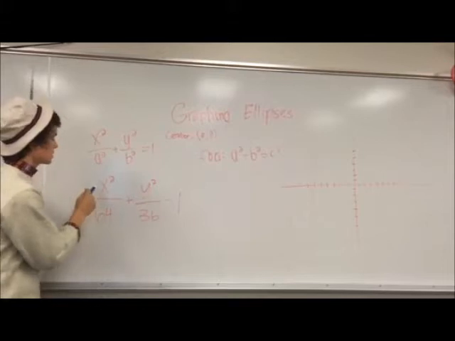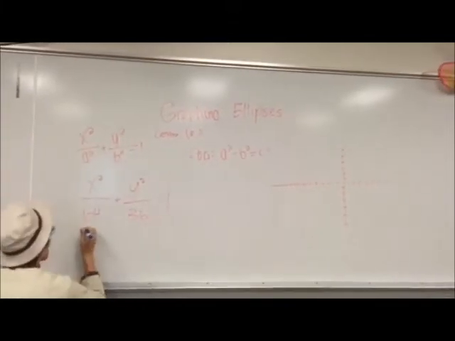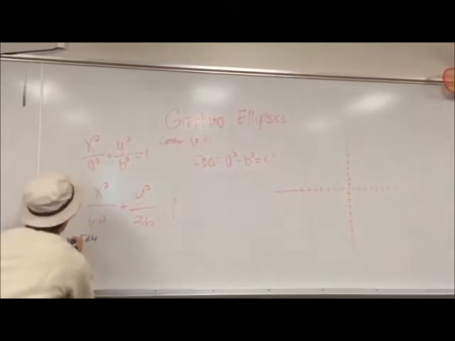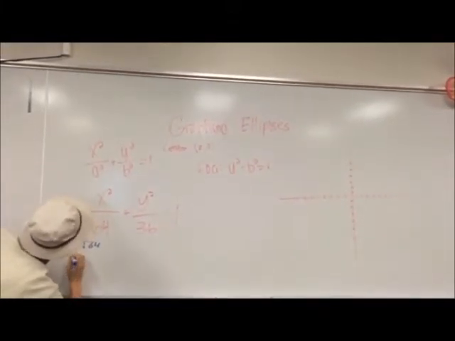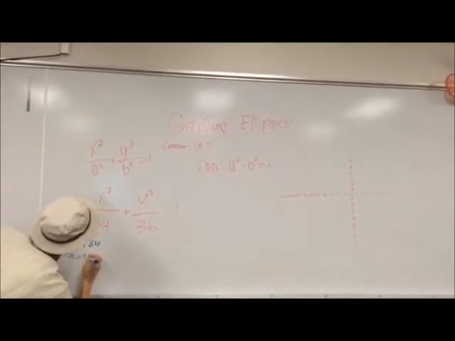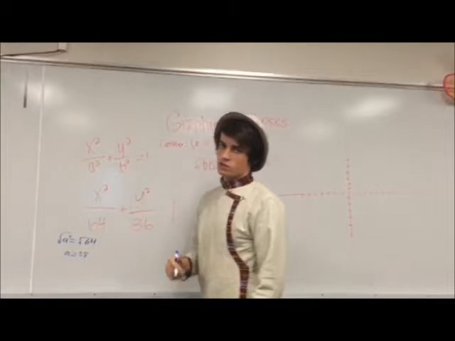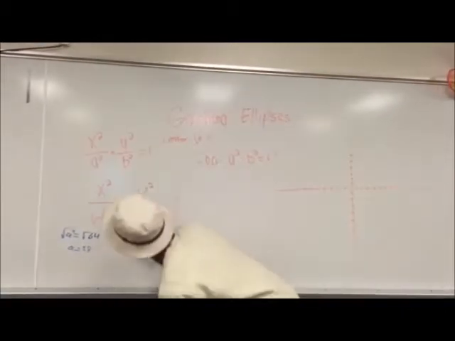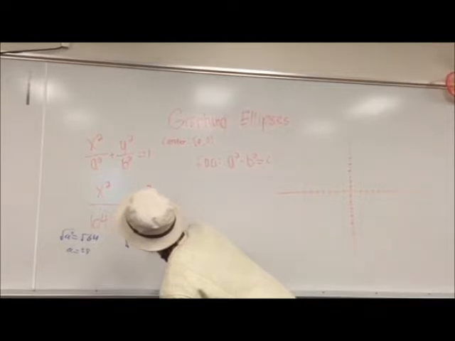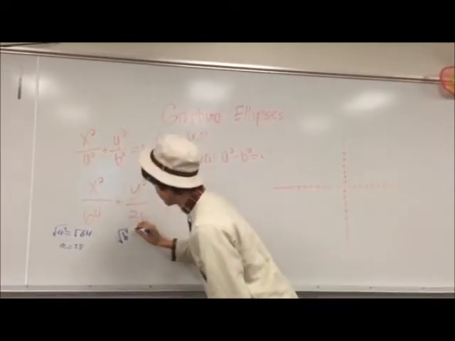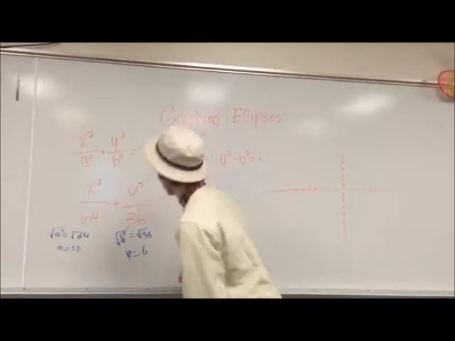So if we're given x squared over our a squared value of 64, we can take the square root of 64, and that'll give us our a value, plus or minus 8. And then for our b value, which is our minor vertice, we can take the square root of 36, and that's b equals 6.